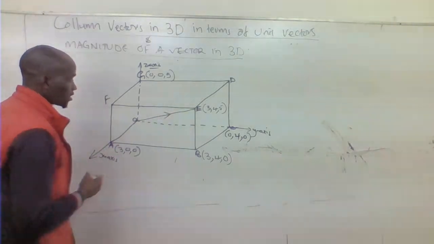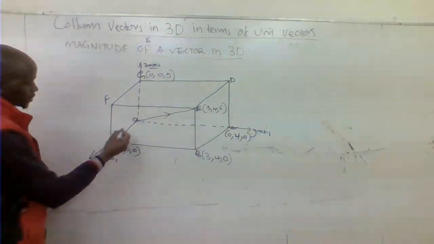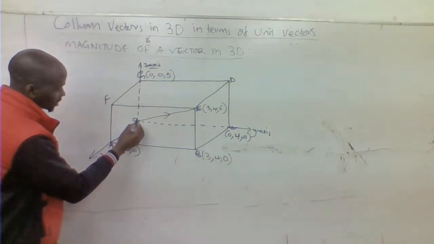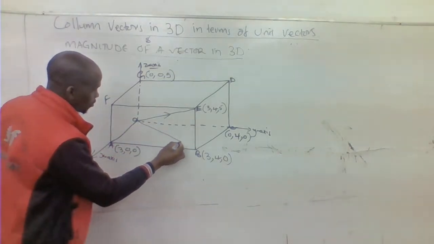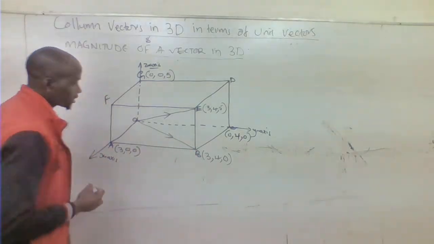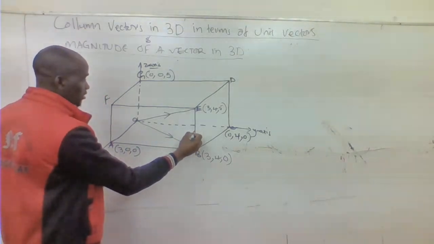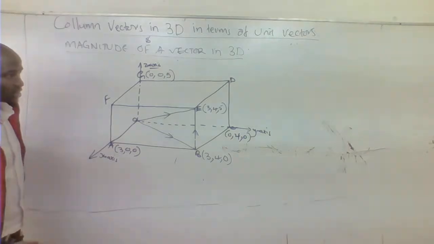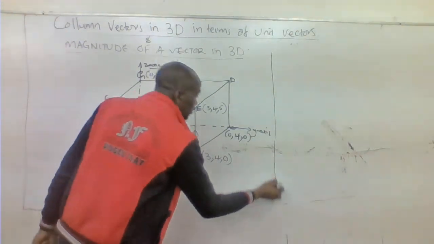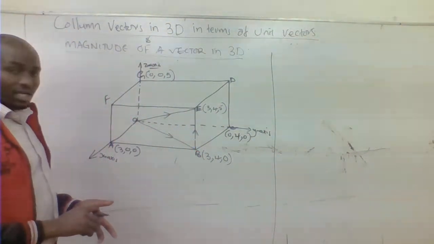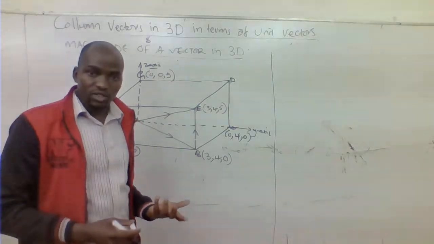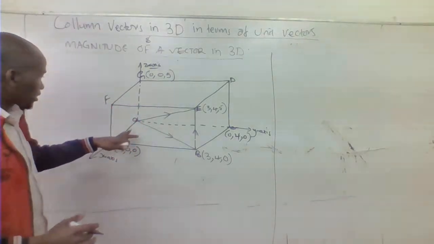Vector OE. I also have another vector. Let me join this vector OB like that. Then now I have this vector BE. Now I want us to see how we can find the magnitude of a vector in 3 dimensions. That is our interest.